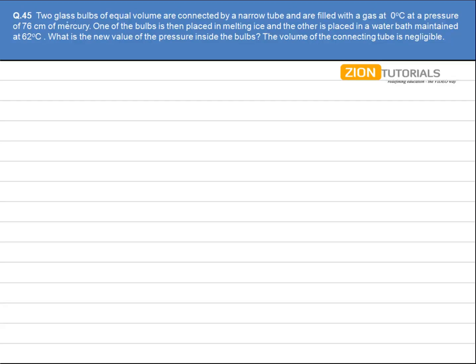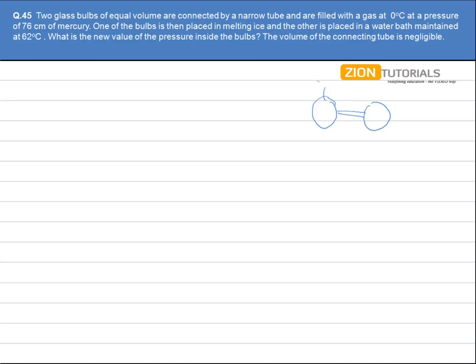Now let us see another question. Two glass bulbs of equal volume are connected by a narrow tube and filled with a gas at 0 degrees Celsius at a pressure of 76 centimeter of mercury. Basically, these are two bulbs, and these are connected.